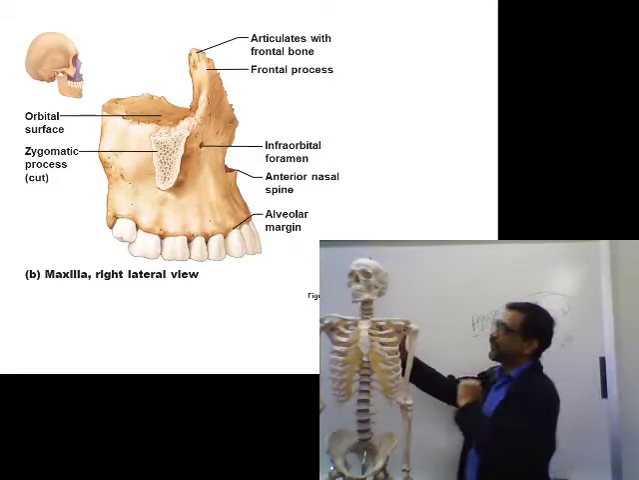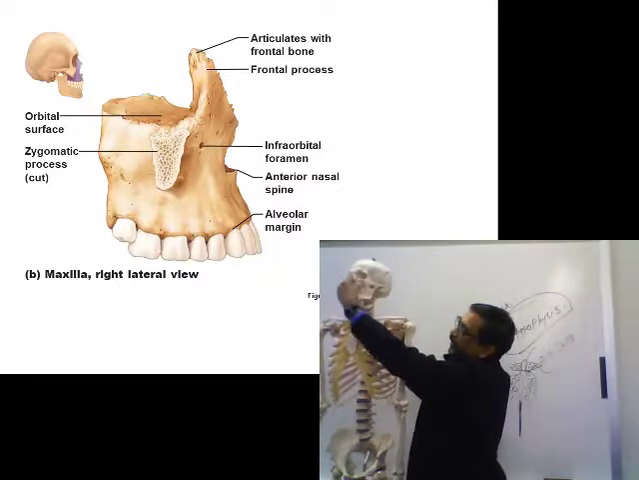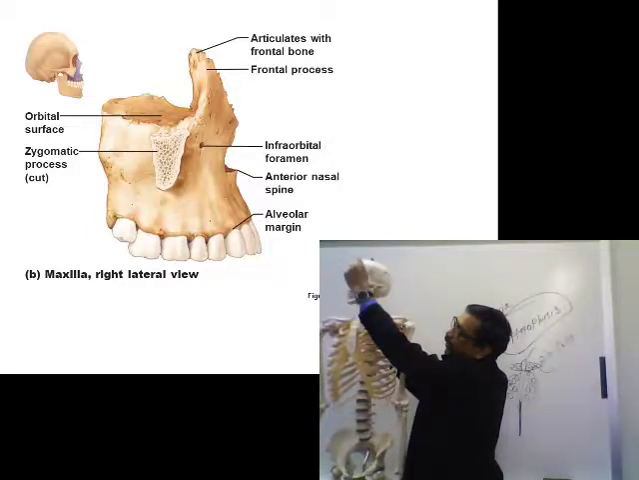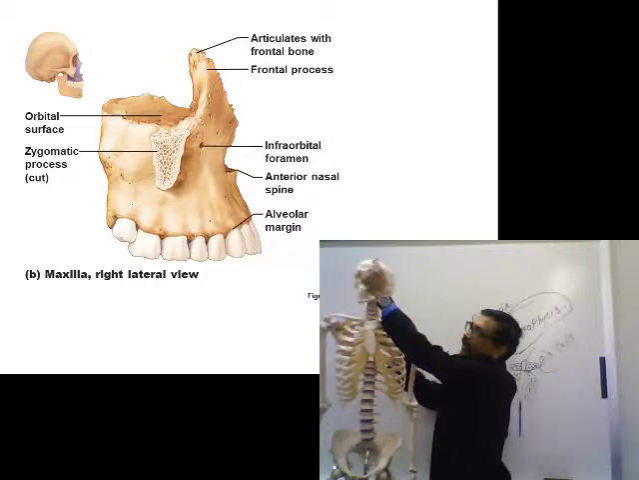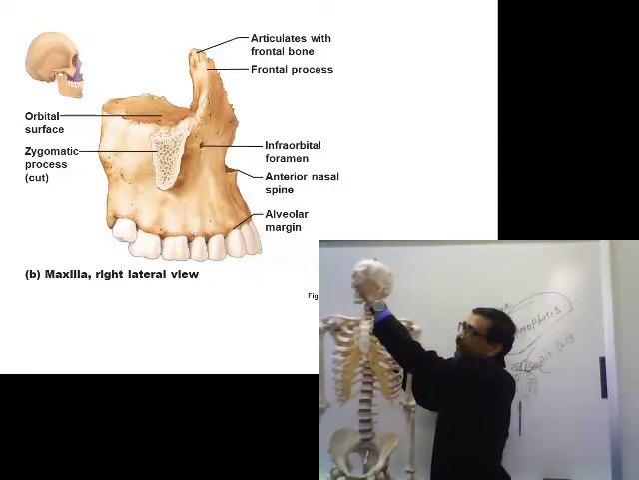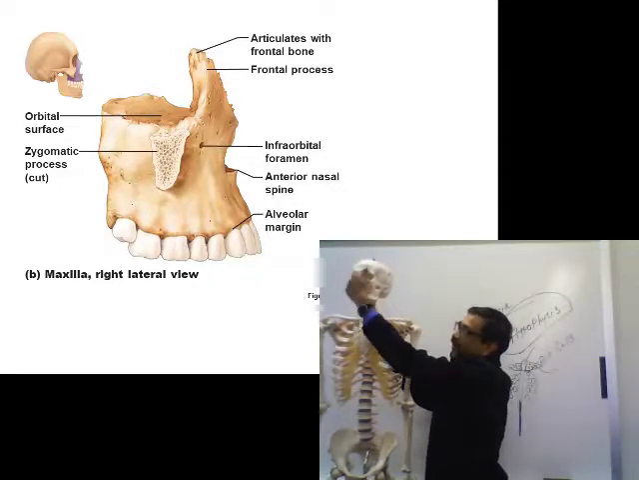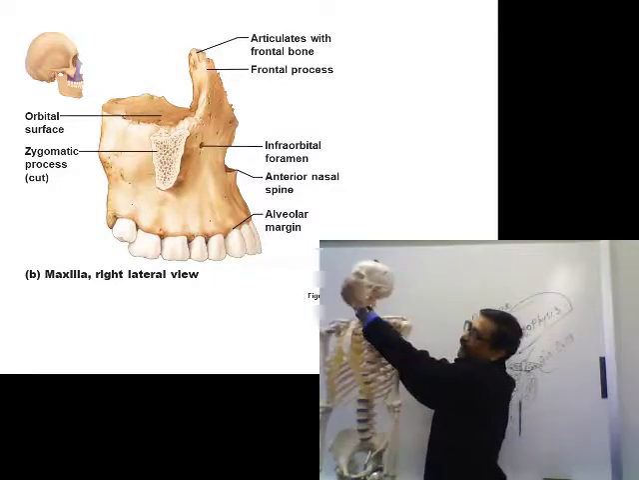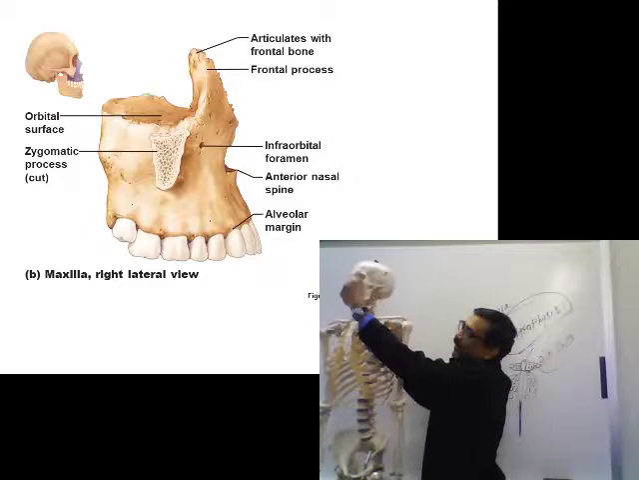This is very easy because you see here, this is the maxilla, and a part of this bone is going to the frontal bone. You know, this is the frontal bone. So this part is going to the frontal bone. That is called the frontal process of what? Maxilla. And another part, you see this part is going to the zygomatic bone. That's why this part is called the zygomatic process of the maxilla. So makes sense.